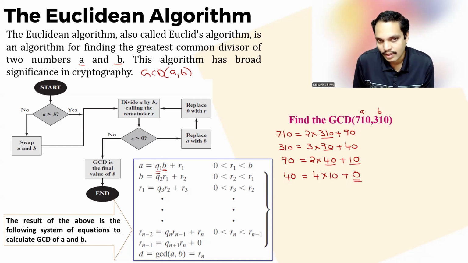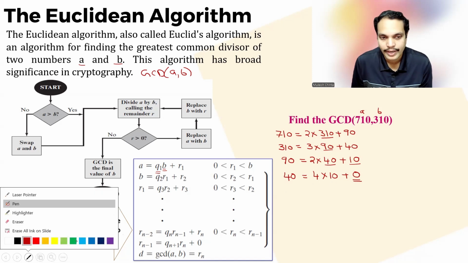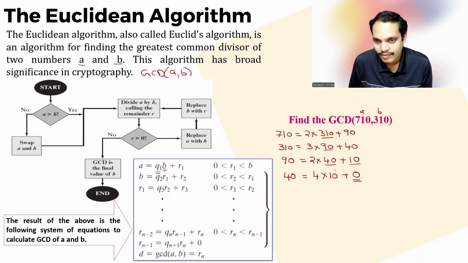If you see here, this process continues till R is greater than 0 or not. If R is not greater than 0, you come out of this loop and it says that GCD is the final value of B. What is the final value of B here? You can see that the final value of B is 10. So the GCD is now written as 10.